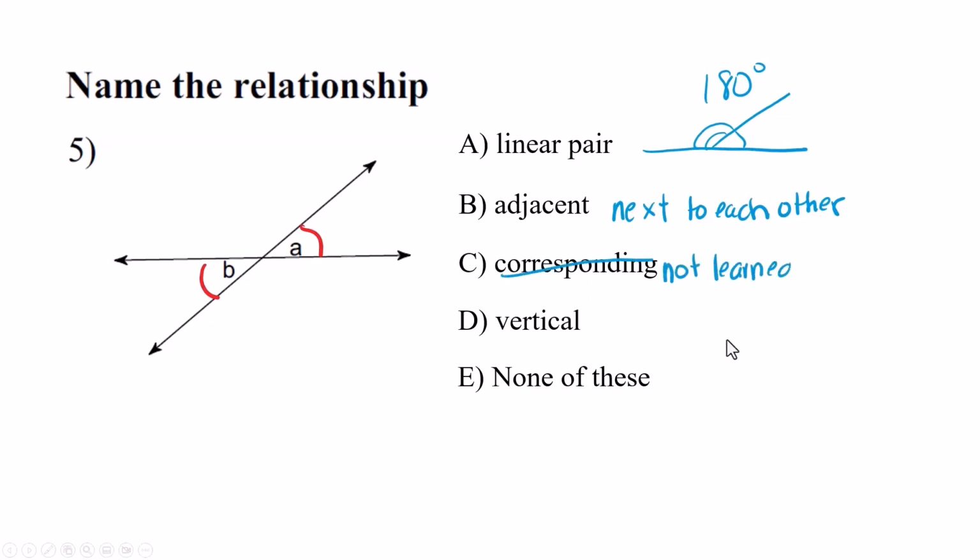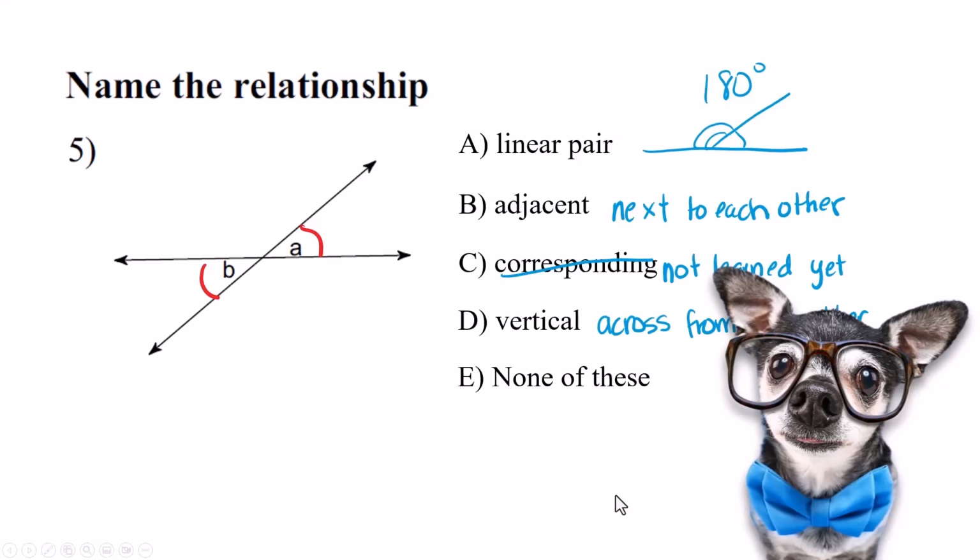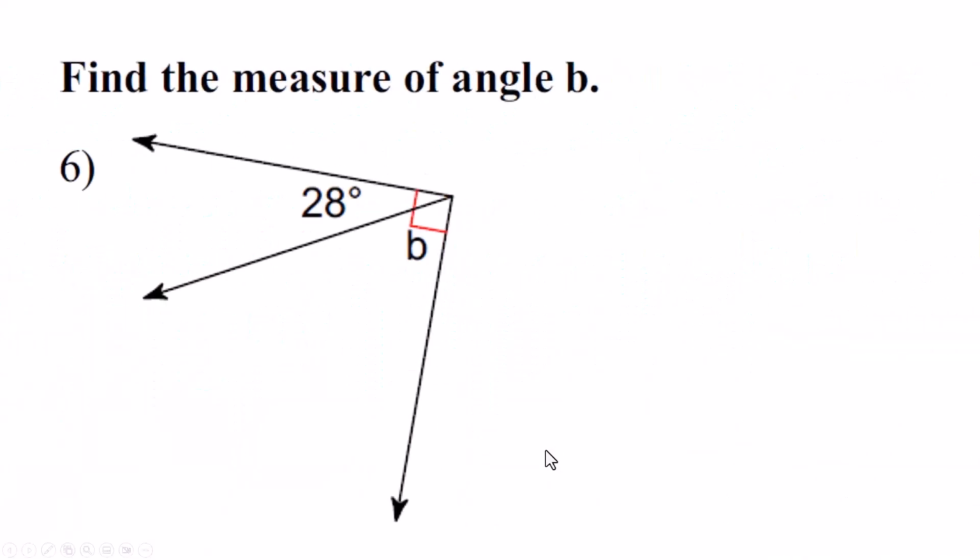Corresponding, you haven't learned that yet. You're going to learn that in the next unit. Vertical, across from each other. Well, that's these two. And if you remember the lesson that I did, I talked about a bow tie. If you see a bow tie, that's vertical angles. They are across from each other. And so the correct answer is D, vertical. Try this one.